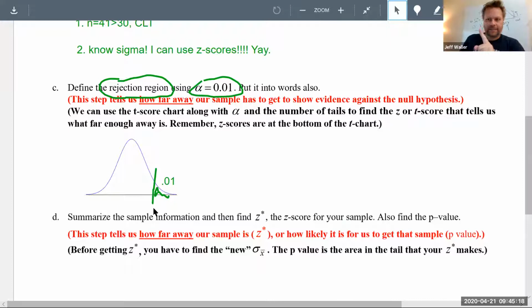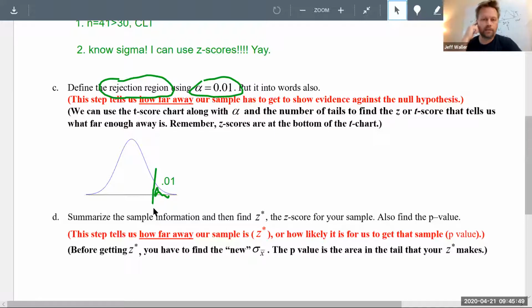It's a one-tail test. Alpha is 0.01, and I can use z-scores. So I'm looking at the second column, and I can use z-score. So go all the way to the bottom. There it is. 2.326. Questions?